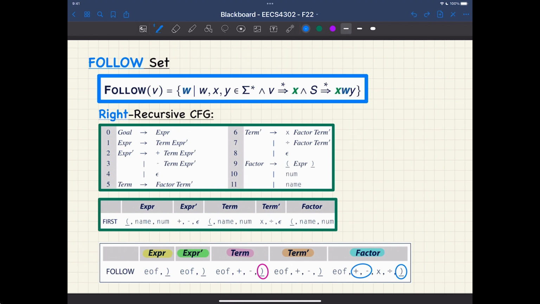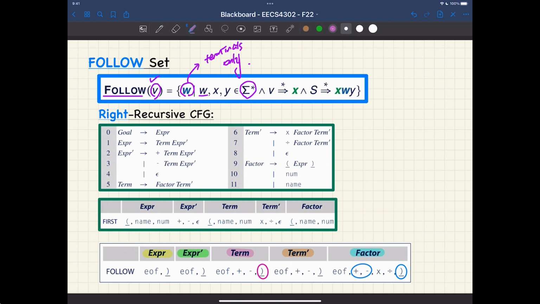Okay? Let me use a different color here. Whenever we want to calculate a follow set for a particular variable, what would that be? Okay? It's going to be all such words, W. So what will be the condition for W? You can see W here is simply sigma star. So it's terminals only. First of all, it's terminals only. It does not contain any variables. Terminals. Over here. Okay, and let's take a look.